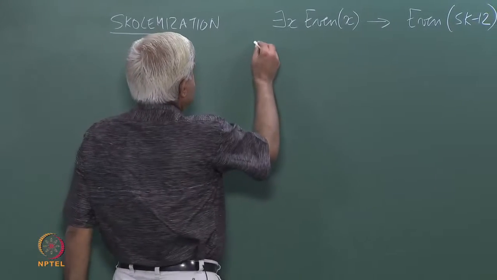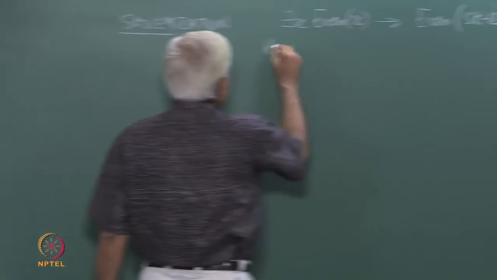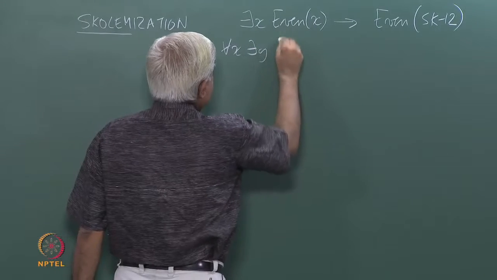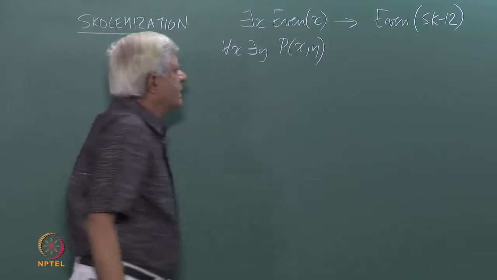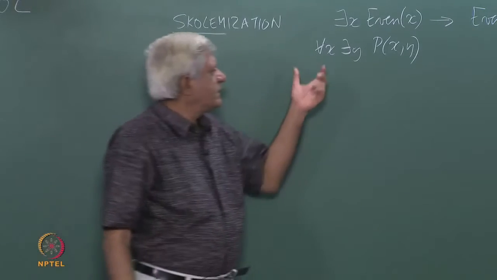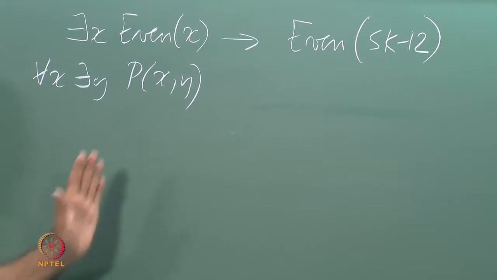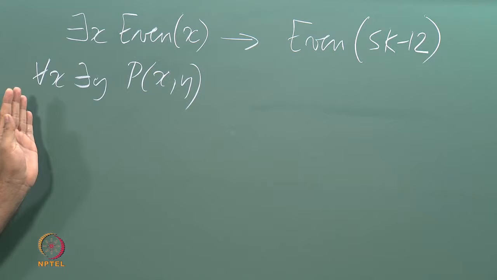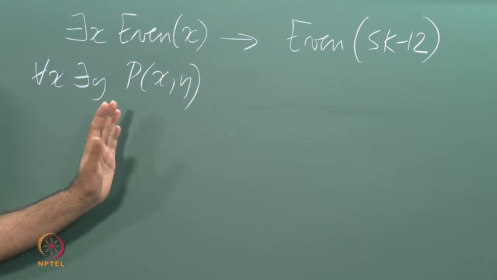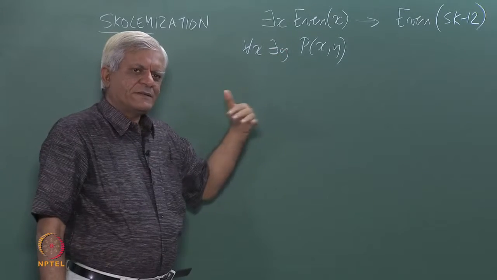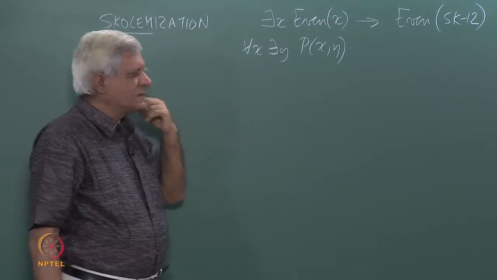If you have a statement like this, for all x there exists y, p x y, then what is this sentence saying? You should always read the quantifiers from left to right: for every x there exists a y such that p x y is true essentially. So for example, for every x there exists a y which is greater than x essentially. That is an example that we mentioned in the last class.